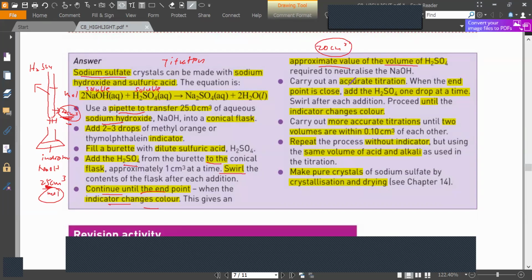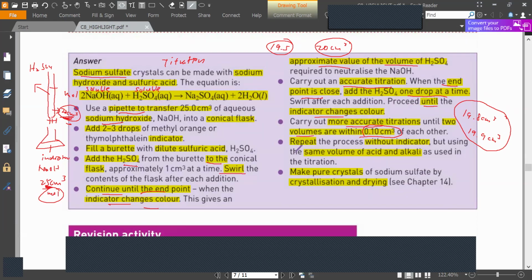Now we will repeat with an accurate titration. When the endpoint is close, let's say we reach 19.5, we slow down and add drop by drop until the indicator changes. Then we repeat 2 or 3 times until the difference is within 0.1. So let's say we get 19.8, 19.9, then okay, it's done.